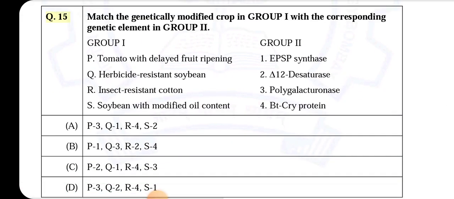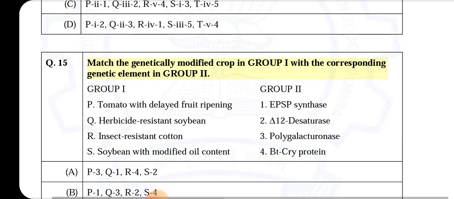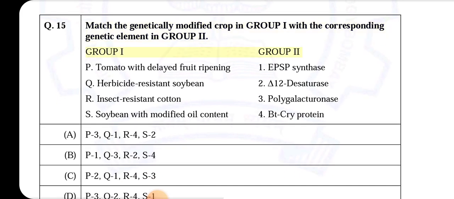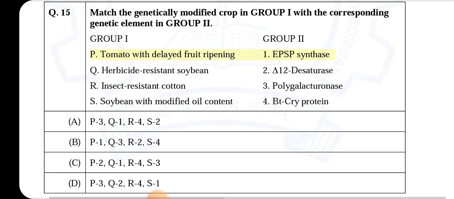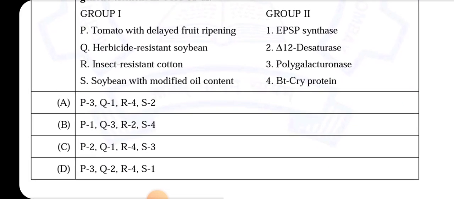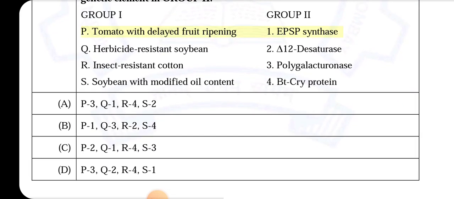15. Match the genetically modified crop in Group I with the corresponding genetic element in Group 2. Group I: P. Tomato with delayed fruit ripening; Q. Herbicide-resistant soybean; R. Insect-resistant cotton; S. Soybean with modified oil content. Group 2: 1. EPSP synthase; 2. 12-desaturase; 3. Polygalacturonase; 4. Bt-cry protein.